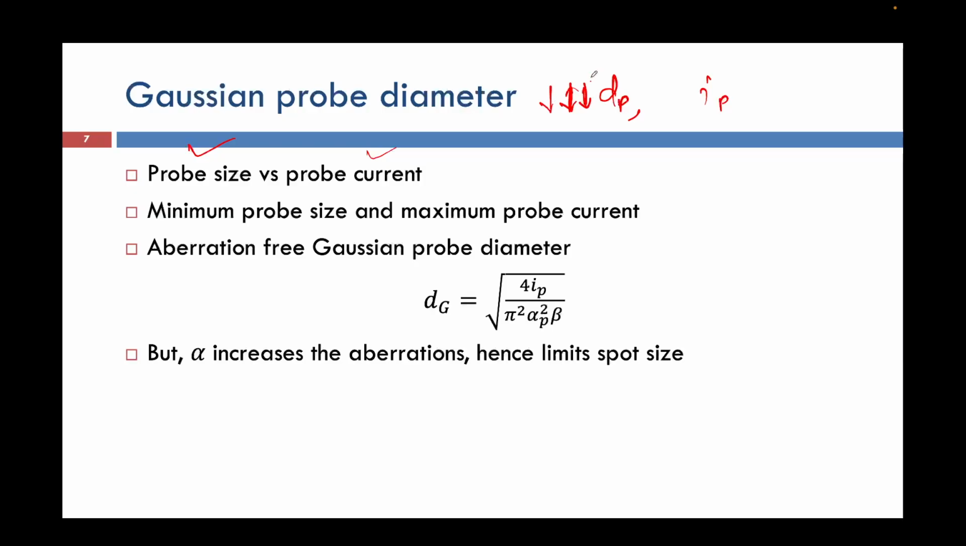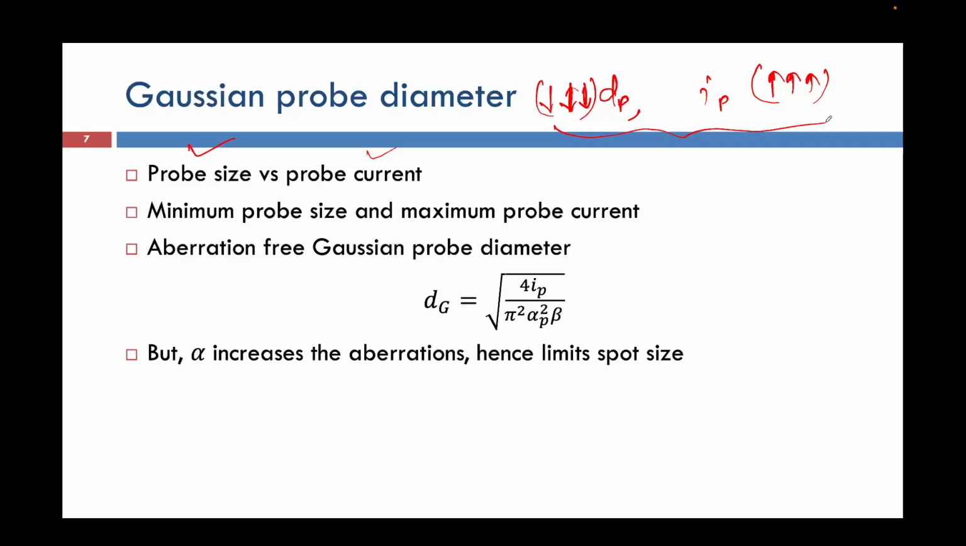probe size, because the smaller the probe, the higher the resolution of the microscope will go, and the current will be high. Current should be high because we want many of our incident electrons to interact with our specimen, then only will we be able to get much information from the specimen. But these two are contradictory to each other.